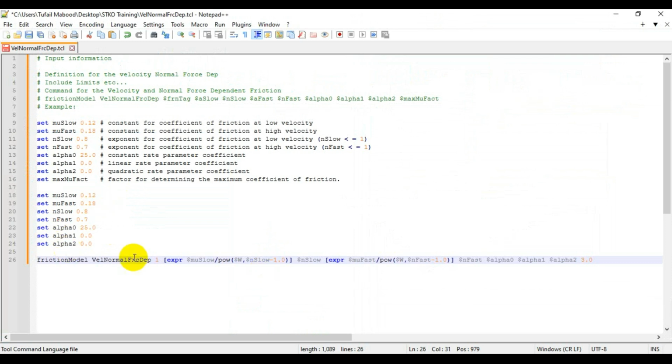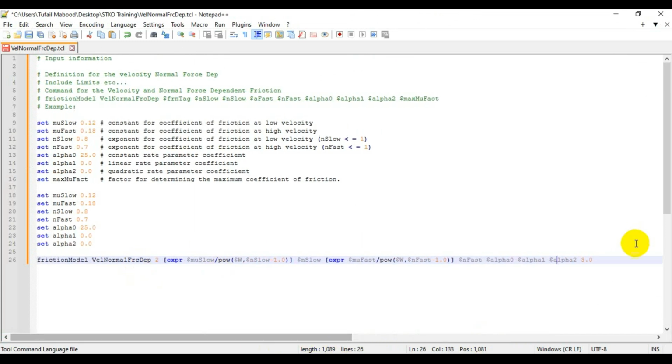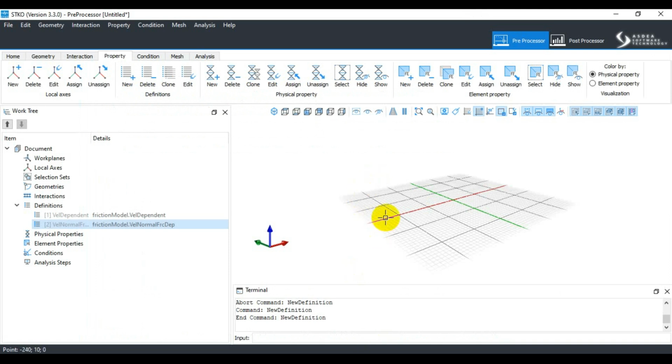So if I'm writing the Tcl file, this should be 2 instead of 1, right? That is the syntax. And in fast, alpha naught, alpha 1, alpha 2, and then you have this 3.0 as a maximum limit for the analysis that we are trying to use here. So this is for the Tcl file, and you can further explore the documentation for your analysis files. And this concludes the velocity normal force definition. And if you have normal force definition inclusion in your model, you can use them in your implementation of the files here.